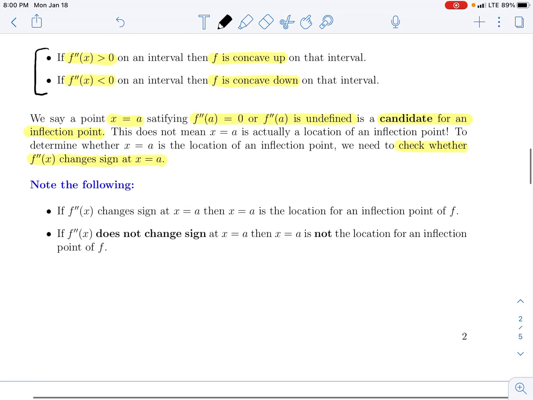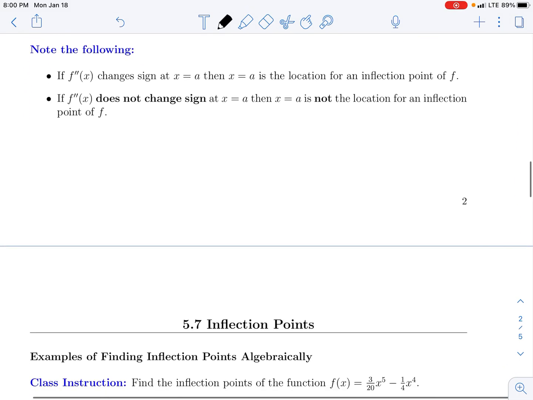And that's where this note comes in. Note the following: if the second derivative changes sign at x equals a, then x equals a is the location of an inflection point. However, if the second derivative does not change sign at x equals a, then x equals a is not the location of an inflection point. So that's what we're going to be doing. We're going to find the candidates for inflection points, and then determine whether or not the second derivative changes sign at that candidate. If it does, then it's in fact the location of an inflection point. If it doesn't, it's not an inflection point.